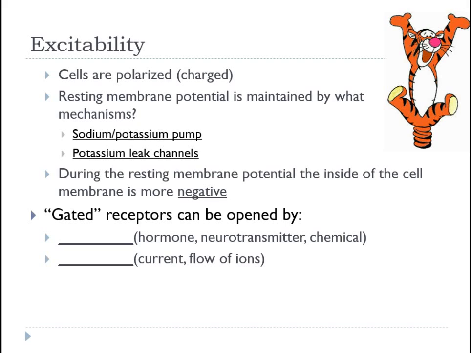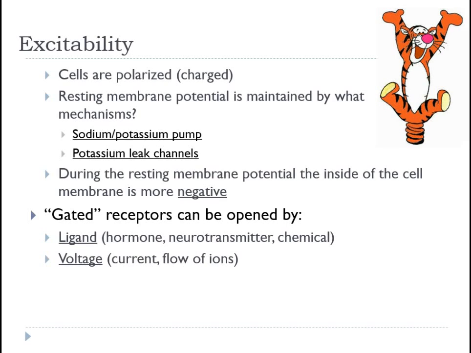Those gated receptors can be opened by a couple of things. One of them could be a ligand. A ligand is like a key that's going to open the gate, and those keys could be a hormone or a neurotransmitter. That neurotransmitter could be from one dendrite to one axon, or a chemical. And the stimulus is going to come as a charge, which is voltage. The voltage is another thing that can open those voltage-gated channels. That's going to be current.